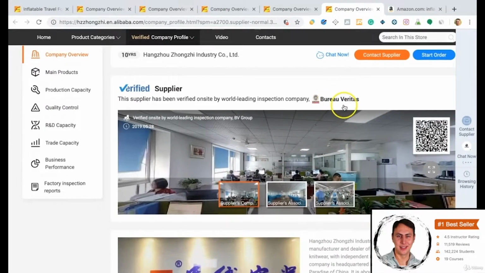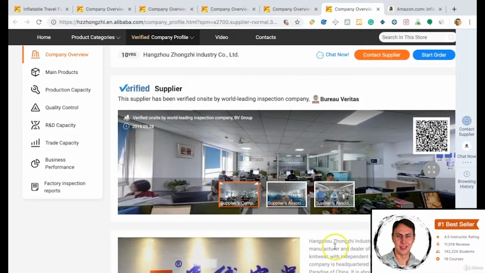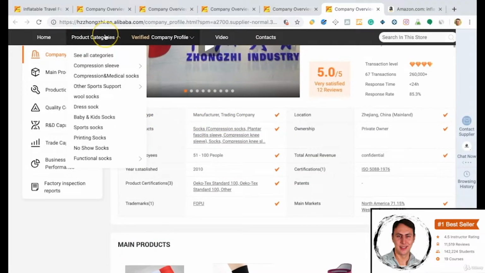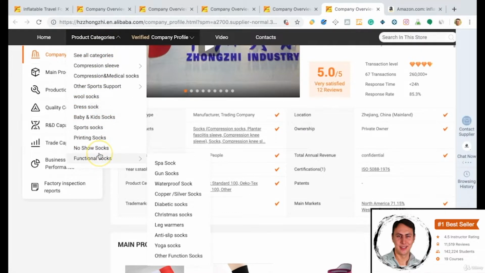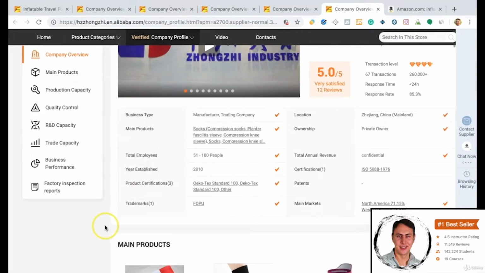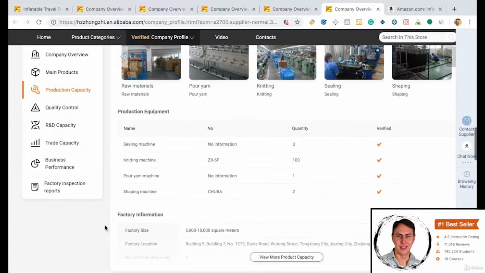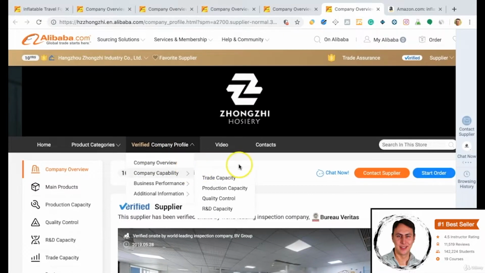The next one is a company which has been evaluated by Bureau Veritas, a manufacture and trading company. Let's have a look at its main category and product category. We are seeing socks here. They look like a company focused mainly on socks. So they can't satisfy our expectations. That is why we are eliminating this company too.